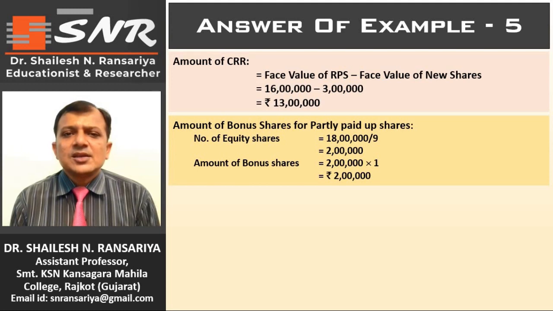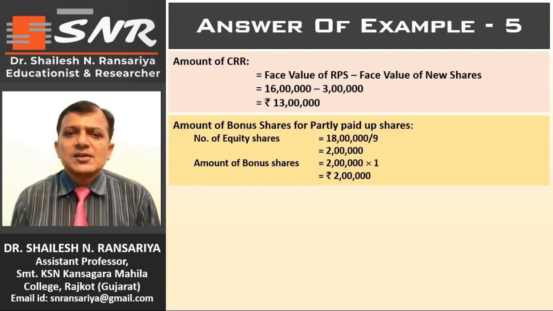Here the equity share face value is rupees 10 and paid up value is rupees 9. So the per share value rupees 1 is in the share call. This rupees 1 is declared by bonus. First we will calculate the number of equity shares. Total paid up value 18 lakhs divided by per share paid up value 9. So the number of shares is 2 lakhs.